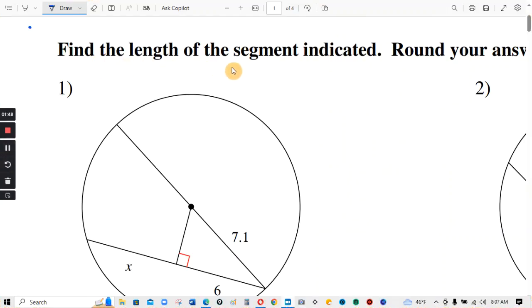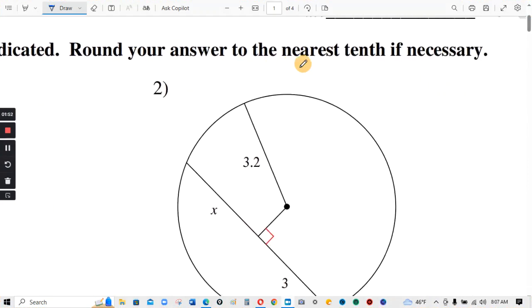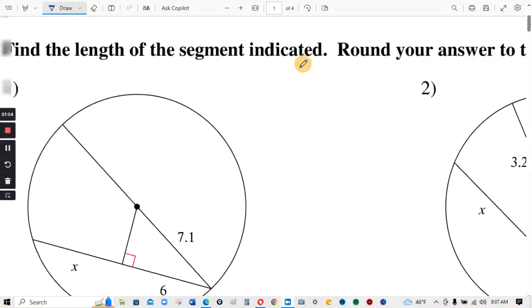All right, find the length of the segment indicated and round your answer to the nearest tenth, if necessary. That's 1 decimal.